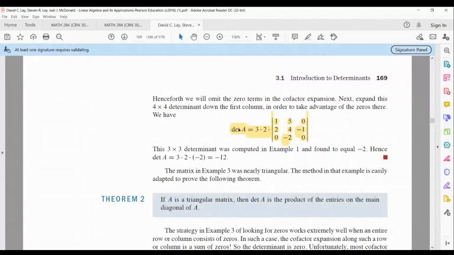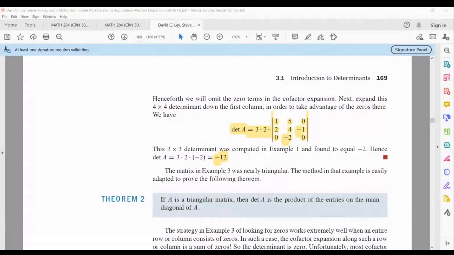Okay, and you know, you really learn by doing. What I want to do is give you a little class time to work on section 3.1. They note in theorem 2 that if you have a triangular matrix, the determinant of A will be the product of the entries on the main diagonal. But again, to intuitively feel comfortable with that, you have to do a little practice.